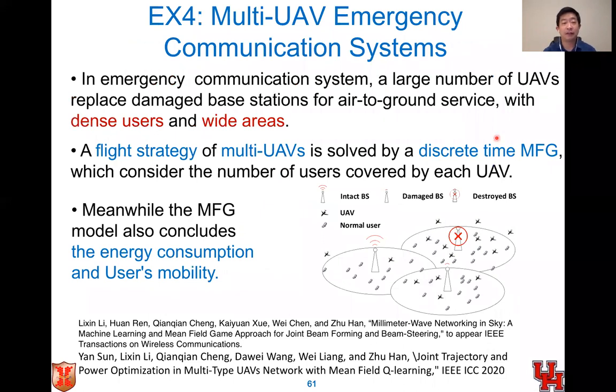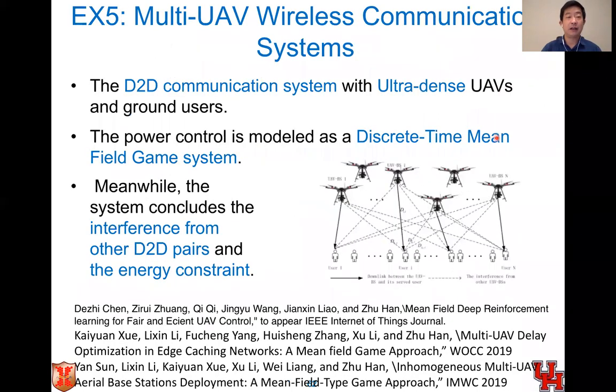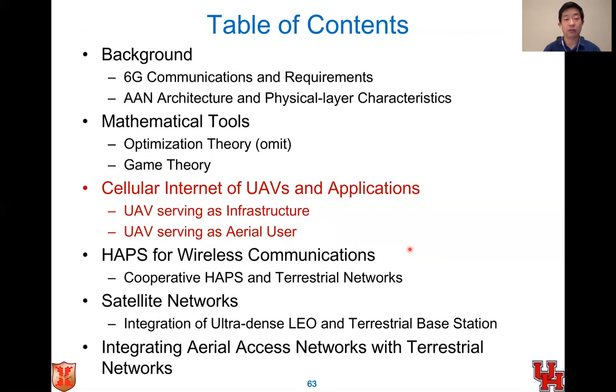And finally, we have the multi-UAV emergency communication, where the UAVs go to different places and try to find this kind of task. And also the multi-UAV with machine learning, and how they can, together with the mean field game, learn in a distributed way where they should go. Anyway, so this is some work.